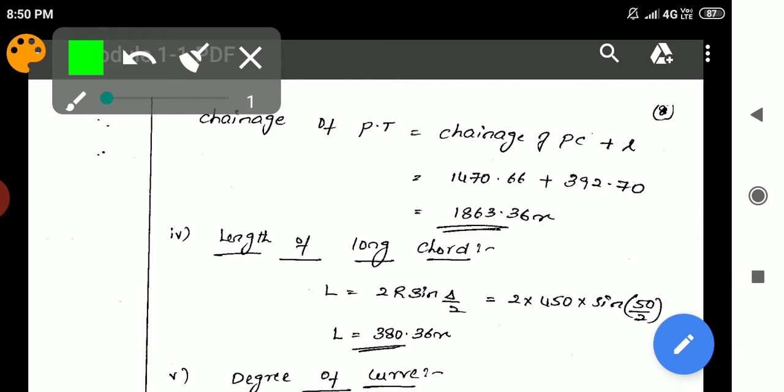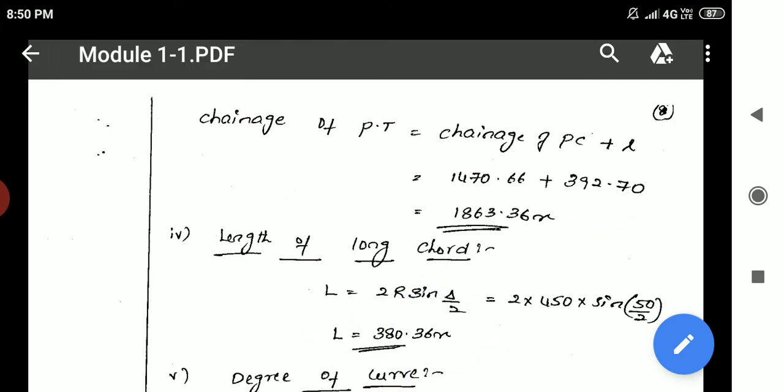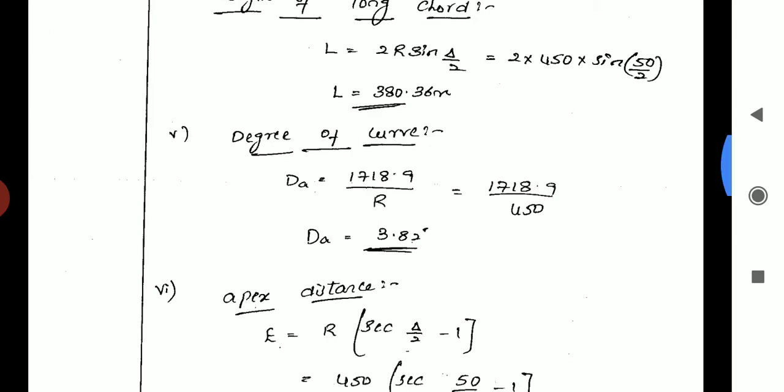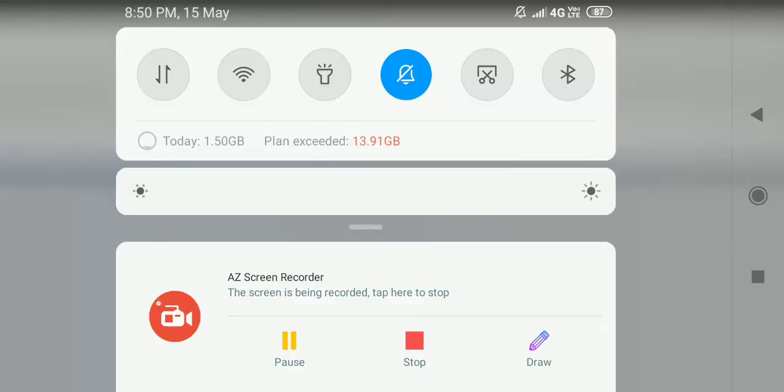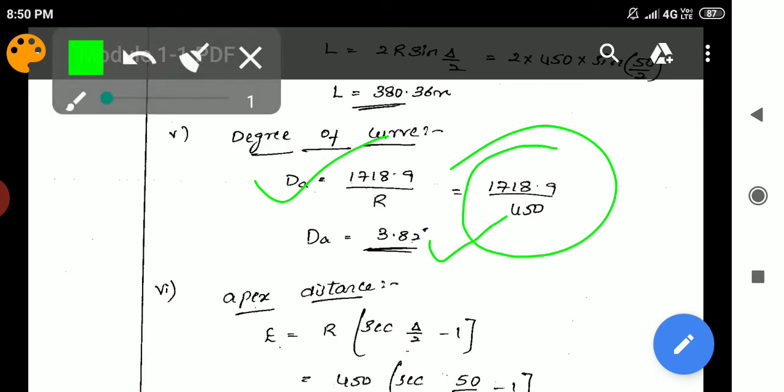Next one is length of long chord. Length of long chord is capital L equal to 2R sin delta by 2. So I will put the values, 2 same as it is, R value and delta value, and I will get the length of long chord. Next one is degree of curve. Degree of curve formula is dA equal to 1718.9 divided by R. By applying R value we will get dA, that is the degree of curve.